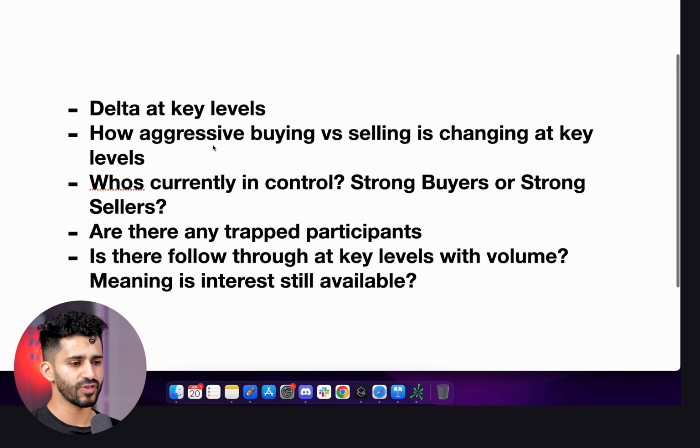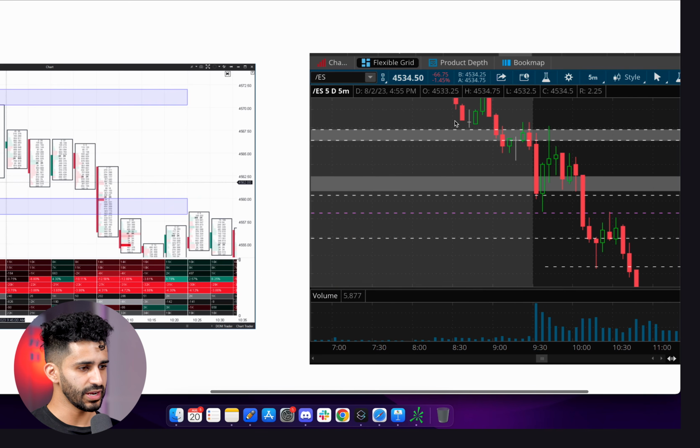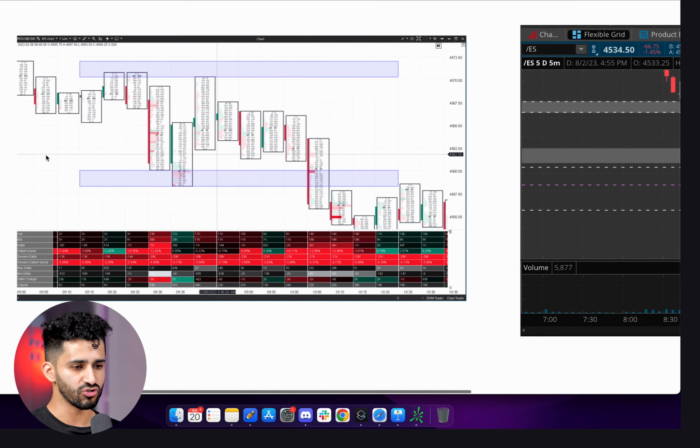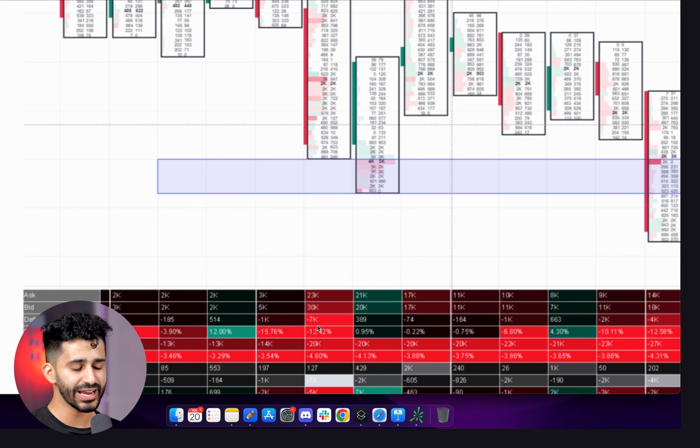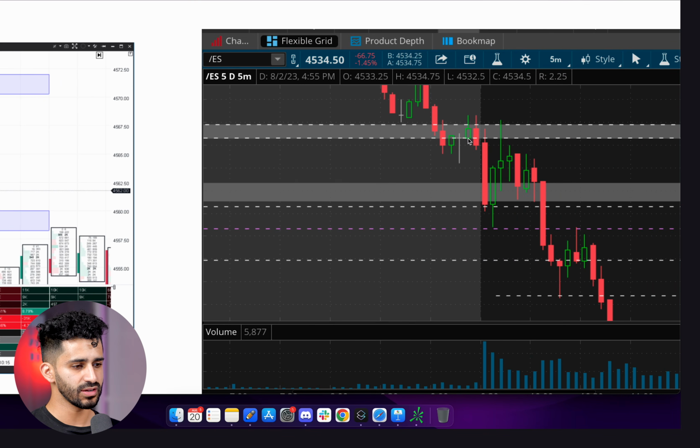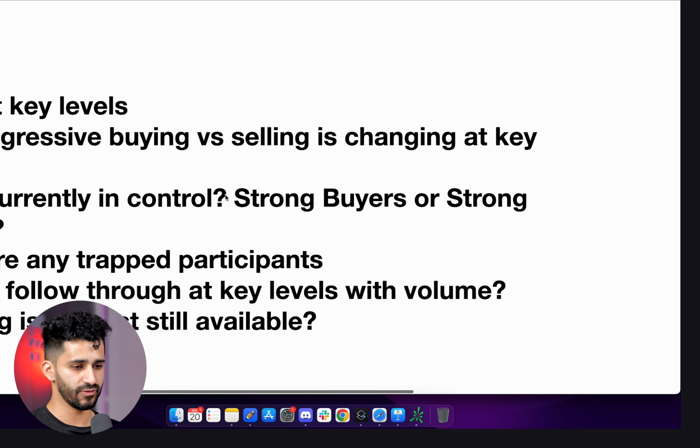I look at how aggressive buying or selling is changing at key levels. If we do come to key levels such as this, is aggressive buying and selling rapidly changing? We go from aggressive selling, from a negative 7K delta, to no massive change after we hit a key level, another key zone or supply zone. So buyers are not in control. New buyers didn't step in. That is what I'm reading. That is what I'm looking for.